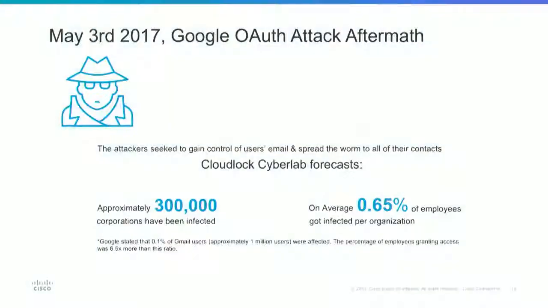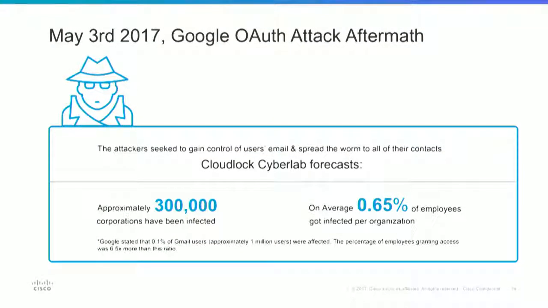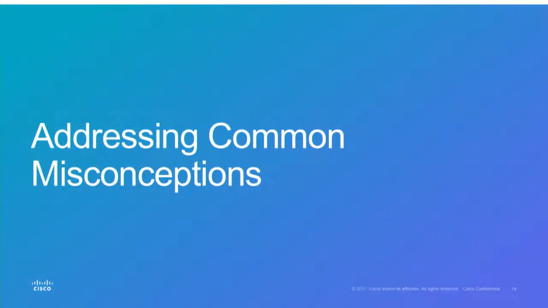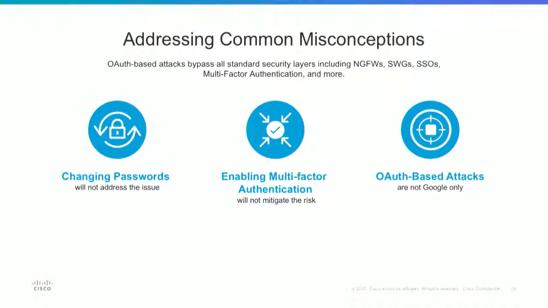Just go back to the aftermath of this particular attack and why you should consider this approach. It's often overlooked. You can see that nearly 1% of employees got infected, of over 300,000, over a quarter of 1 million corporations. Now, changing passwords won't address this. Enabling multi-factor authentication won't mitigate the risk. And OAuth is not Google only.